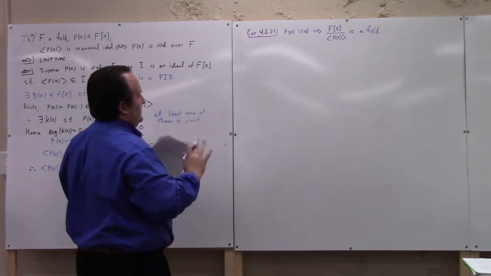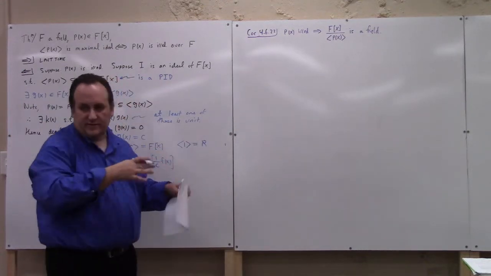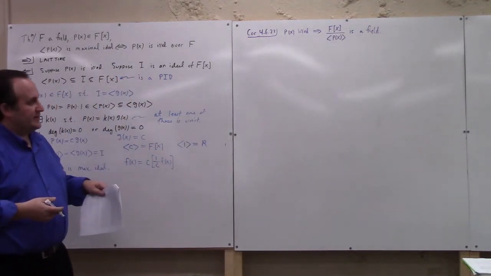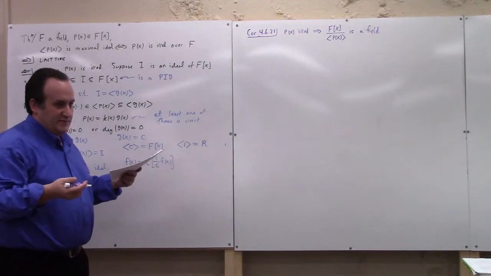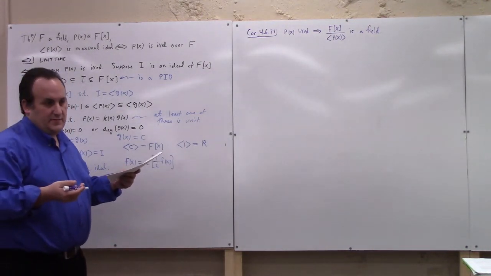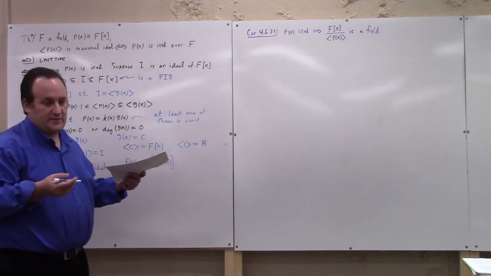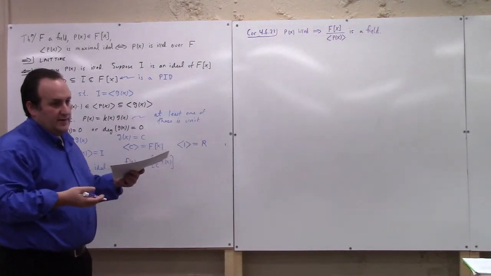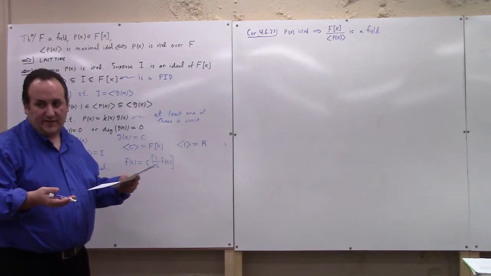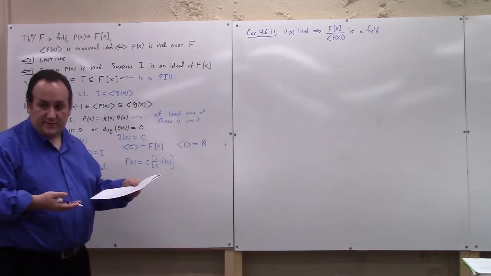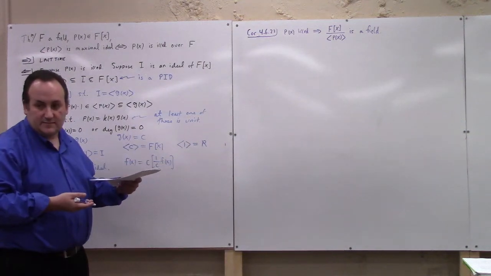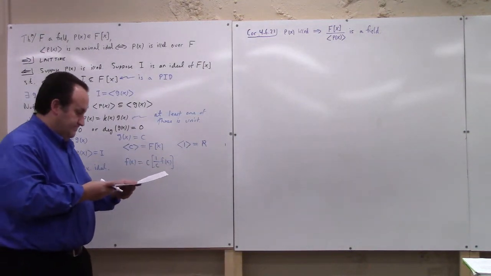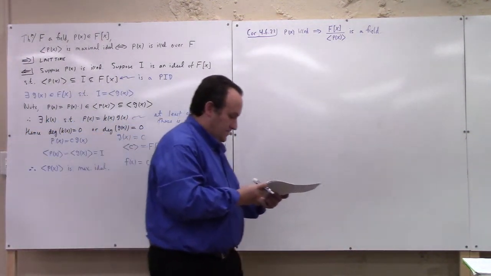Again, this is assuming the setup of the previous theorem already. I just don't want to write it all out again. What's the proof? The proof is just this. If it's irreducible, then that implies that the ideal generated by p of x is maximal. But we have previously proved that if you take a ring mod a maximal ideal, you get a field.